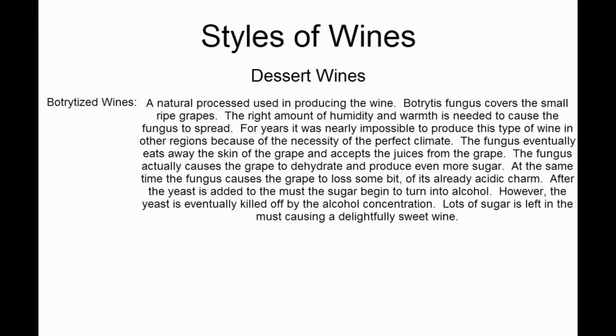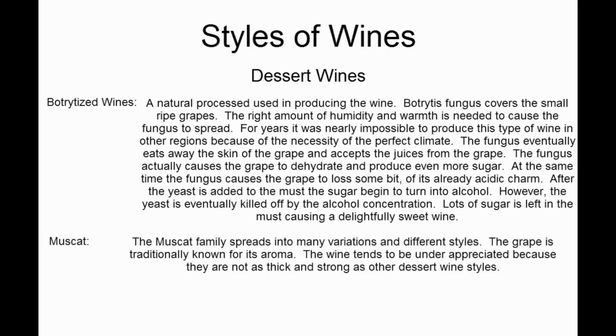After the yeast is added to the must, the sugar begins to turn into alcohol. However, the yeast is eventually killed off by the alcohol concentration. Lots of sugar is left, causing a delightfully sweet wine. The Muscat family spreads into many variations and different styles. The grape is traditionally known for its aroma. The wine tends to be underappreciated because they are not as thick and strong as other dessert wine styles.